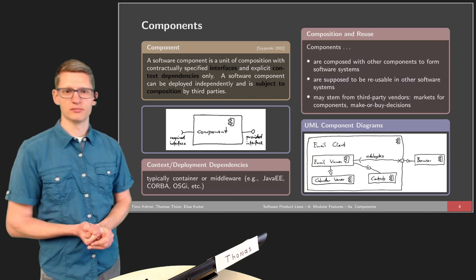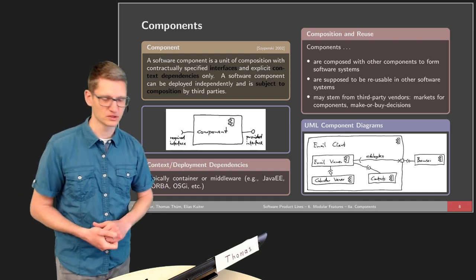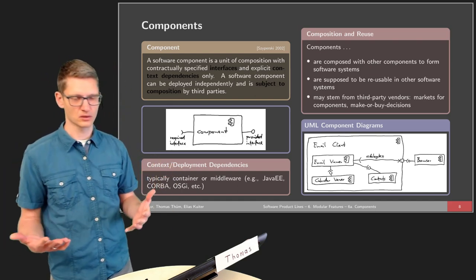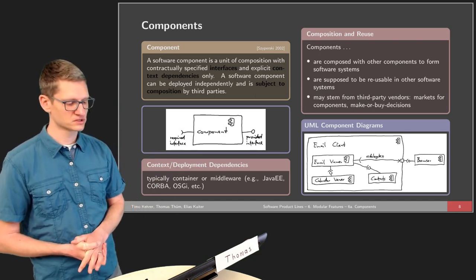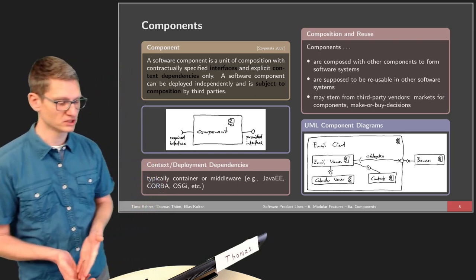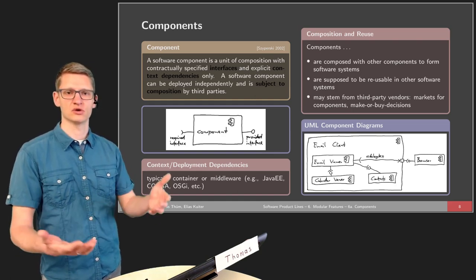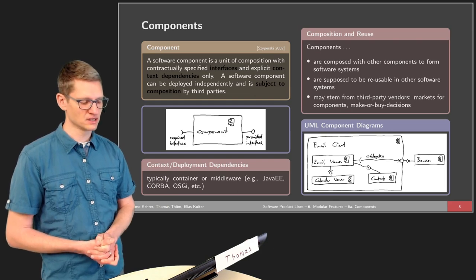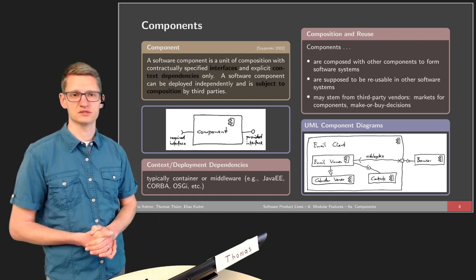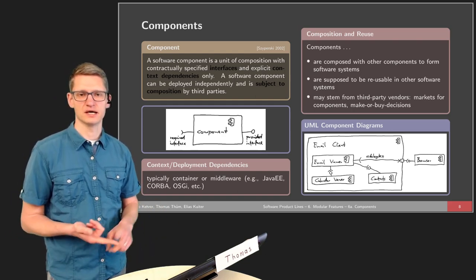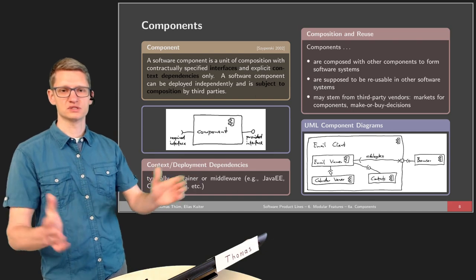Now when we talk about components, it comes to composition and reuse. So we compose components with other components to form software systems. A single component is typically not a software system, but a software system is composed out of different ones. Components are supposed to be reusable in other systems. This is the basic idea of components, that we not only develop it once, but can reuse it. And a component may even stem from third-party vendors, which brings us to two different things. One is the vision of a market for components. So everyone develops components and puts them onto the market.